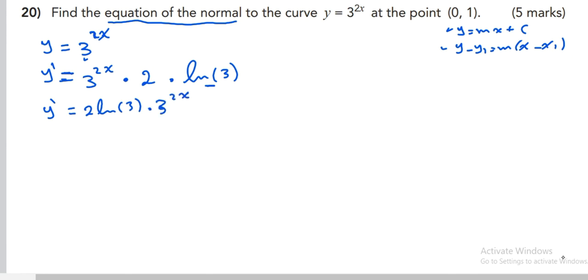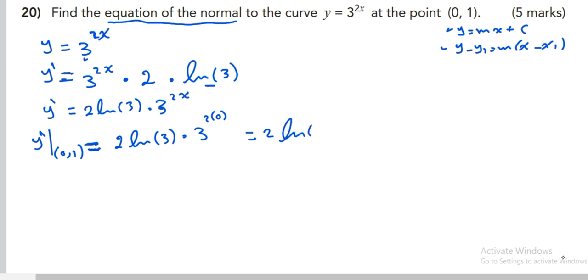After finding the first derivative, you have to substitute with this point or values. It's at this point equal. We'll put x in the place of x and y in the place of y, because sometimes in the expression we have one letter or two letters. So it will be 2 ln 3 multiply 3 power 2 multiply 0. So it will be 2 ln 3.